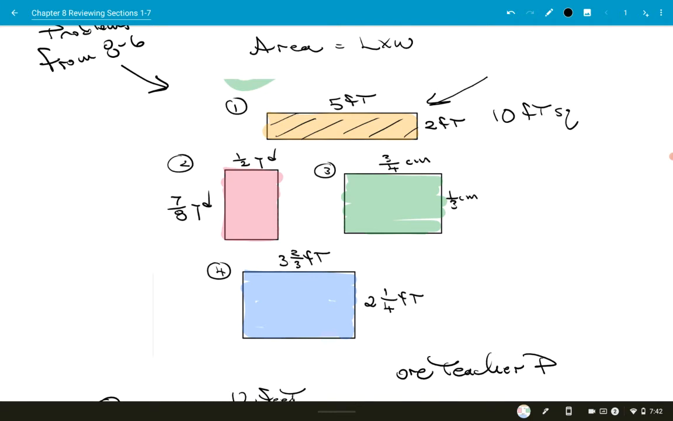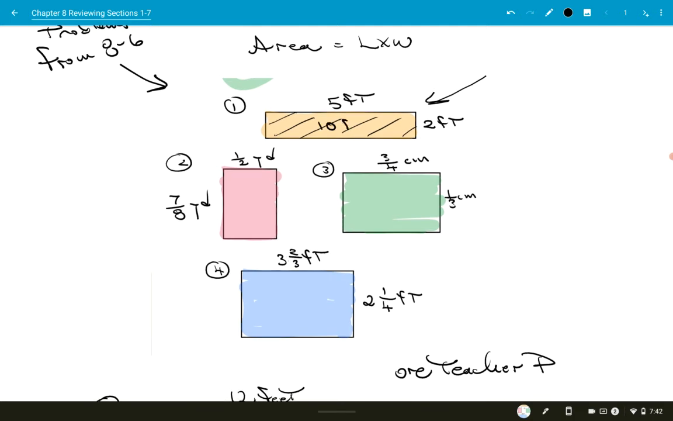Remember, when we're talking about area, we're talking about square feet. In this case, it happens to be feet. So sometimes it might be inches, it might be yards, it might be centimeters, could be miles, who knows? Anyway, so the answer to number one is 10 feet squared. I put a little SQ. You could also just use the exponent, 10 feet squared, and that'd be fine also.